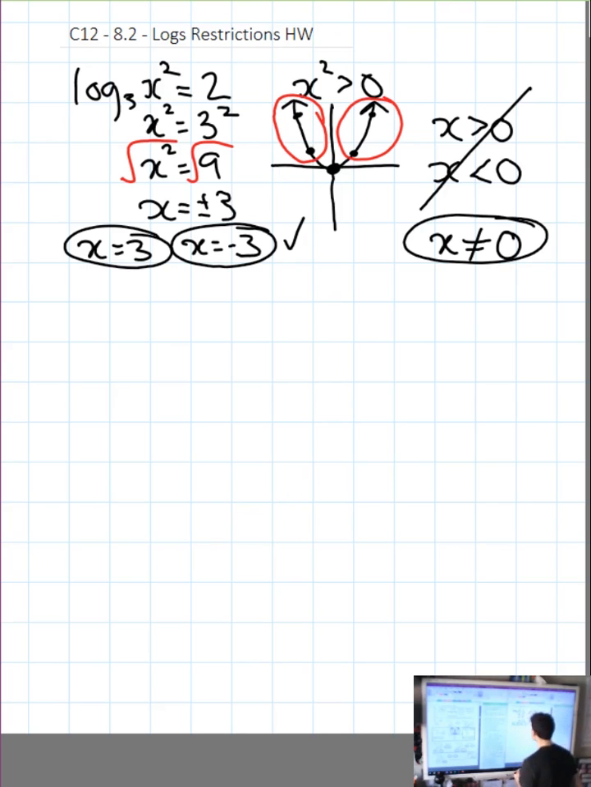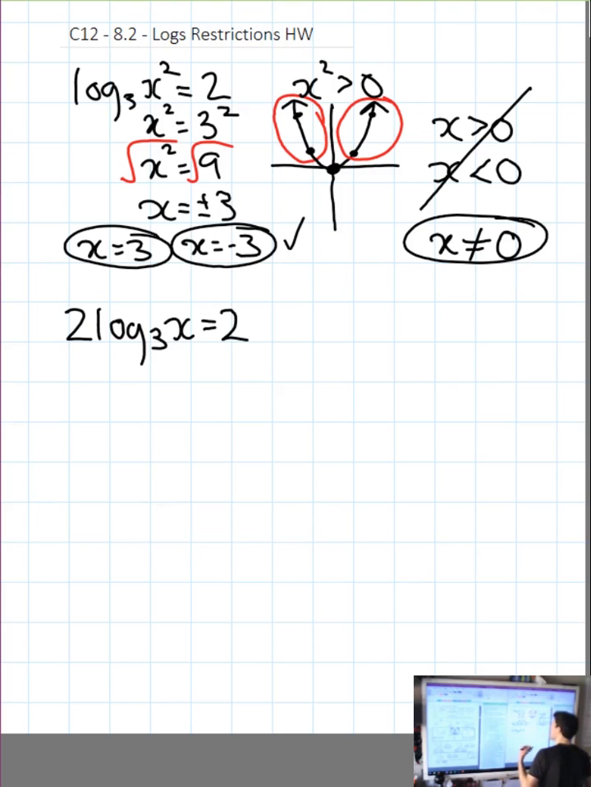Let's see another similar example. 2 log base 3 of x equals 2. Now, this question looks extremely similar to the last one. Soon, on the next page, we're going to learn that this exponent can be brought up. So, almost identical questions. But let's not do that.